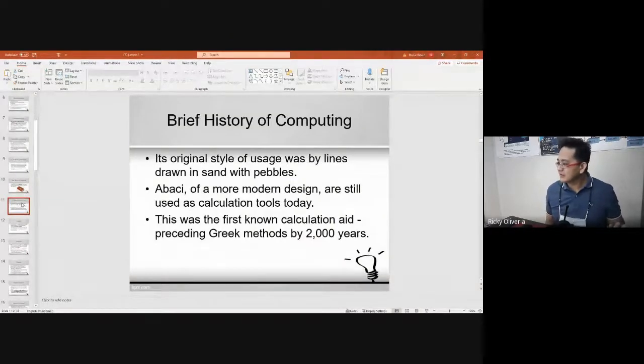So the original style uses sand with pebbles. Okay. So yan, no? The first known calculator or calculation aids preceding Greek methods 2000 years. So nagkaroon din ng aid preceding calculation yung Greek early 2000 years ago. Okay?